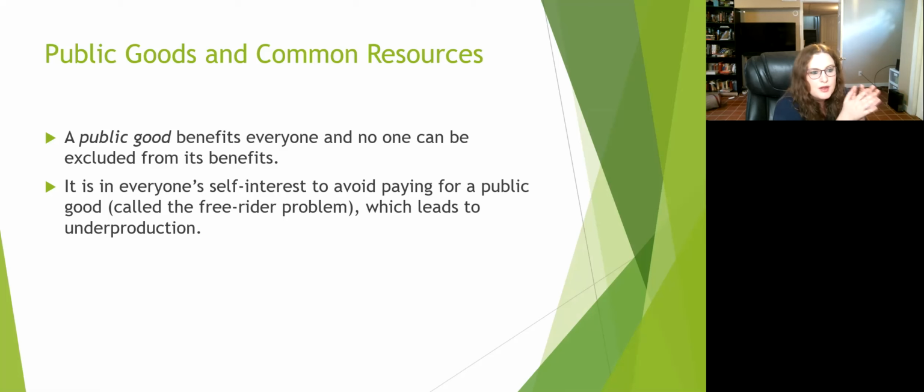Well, that causes a problem. Why would anyone ever pay for that? If you don't pay for it and I can't stop you from using it and it doesn't affect anyone else's ability to use it, why would you pay for it?